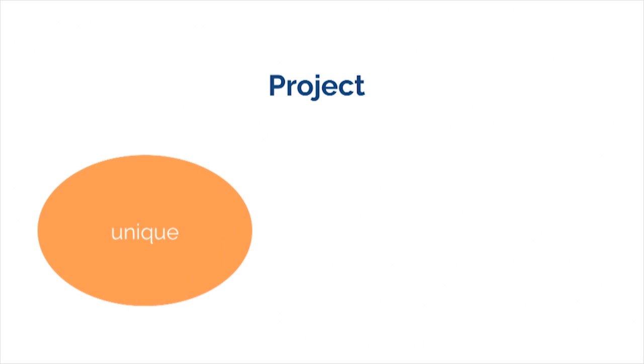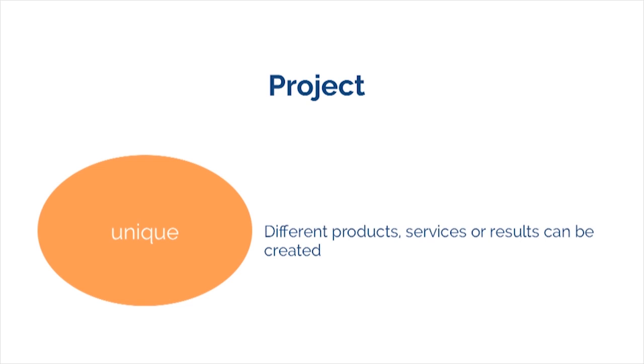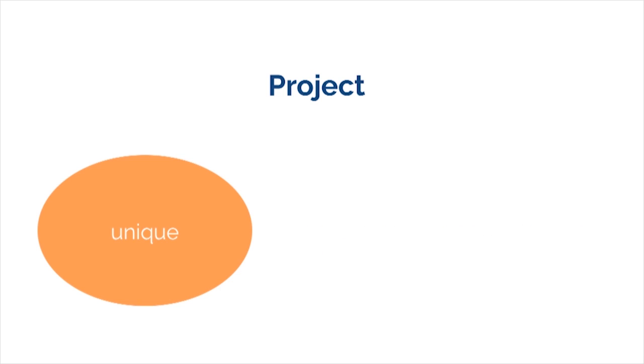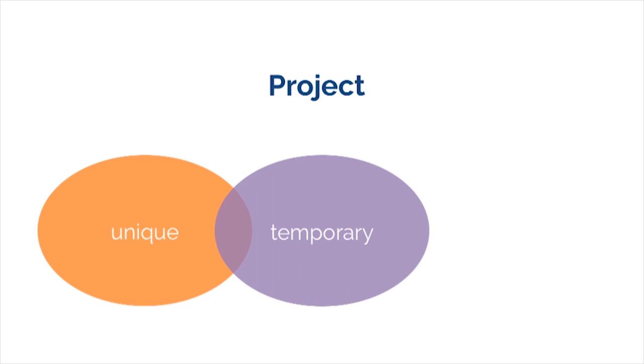A project has three characteristics. One, it's unique, meaning that you create different products, services, or results. For example, manufacturing cars in an assembly line is not a project, but constructing a shopping mall is a project. Two, a project is temporary. We say that a project completes once the objectives are achieved. So, a project has a definite beginning and end.